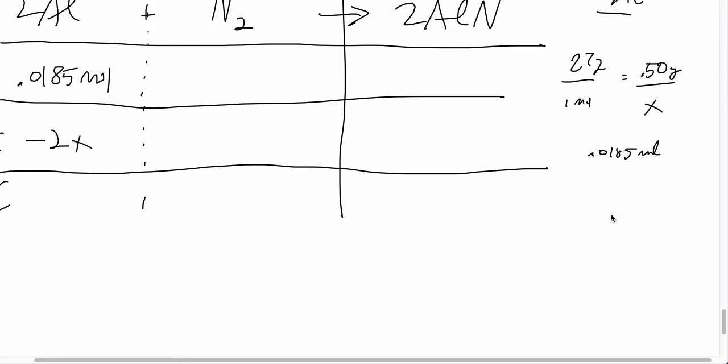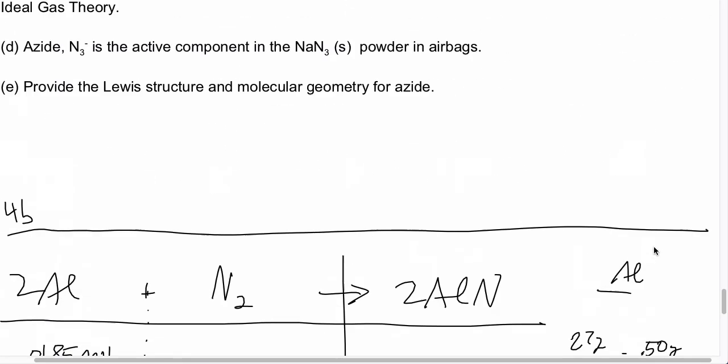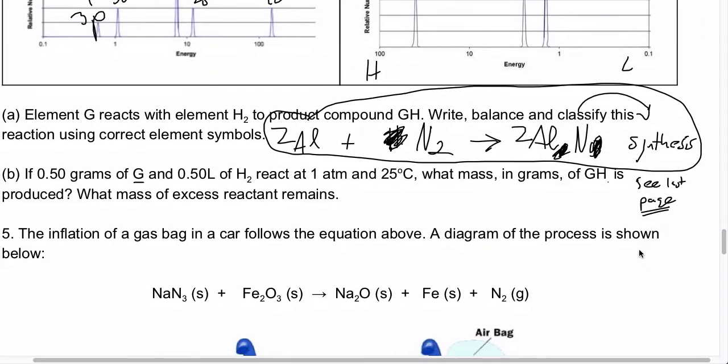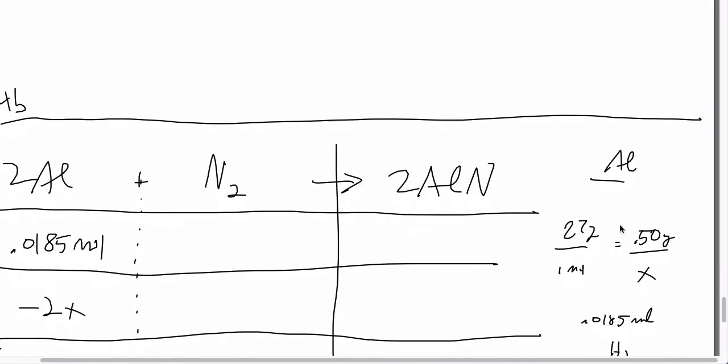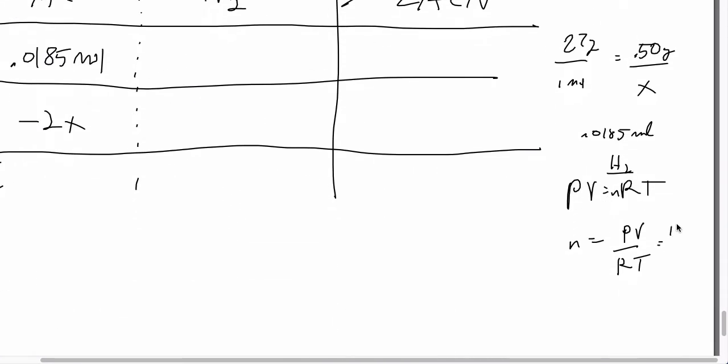So here you have 0.5 liters, and since it's an ideal gas, PV equals nRT, so this is for H2, and n equals PV over RT. So what is your P? Your P in this case is 1 atmosphere and 25 degrees Celsius. Okay, so P is 1, V is 0.5, R is 0.0821, T is 298. So 0.5 divided by 0.0821 equals that, divided by 298 equals that.